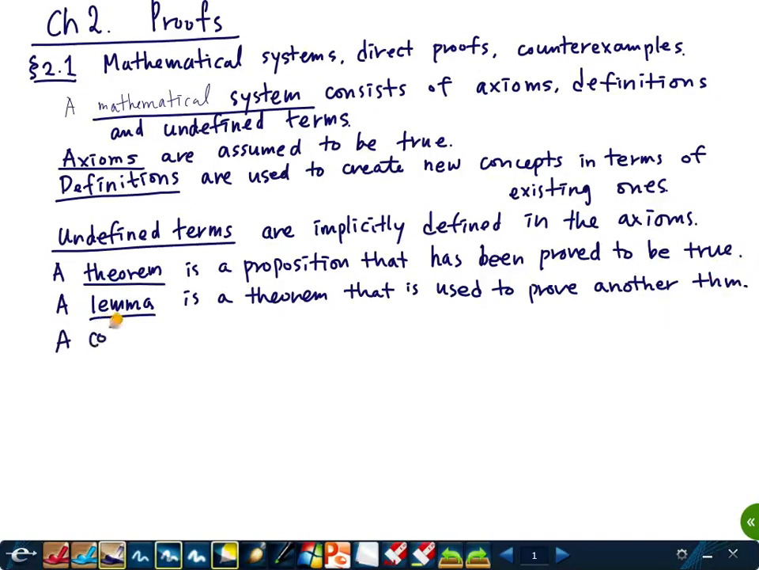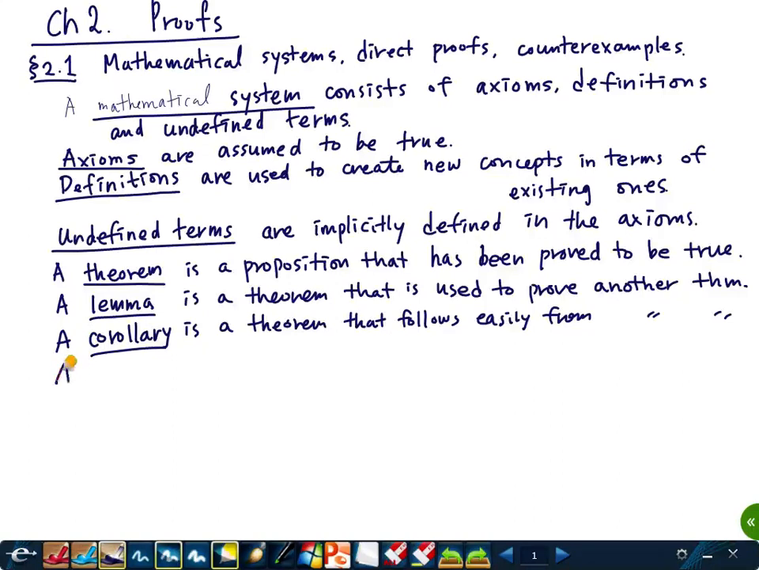And a corollary is also a theorem, but that follows easily from another theorem, let's say. So once you have a theorem, there can be several corollaries. Corollary means it's a theorem, but very easy to prove from the existing theorem. So in Korean, people say 정리 for theorem, lemma is called 보조 정리, corollary is called 따름 정리. But these words mean that thing.